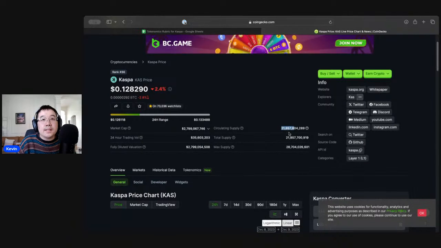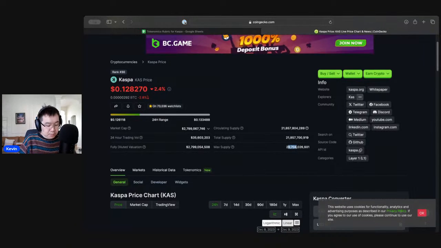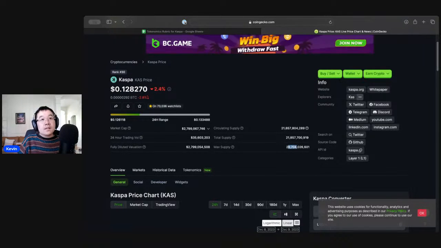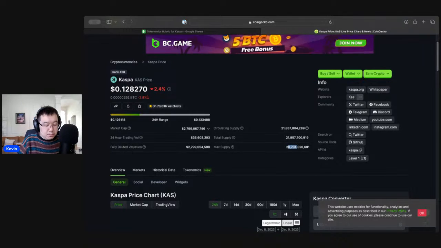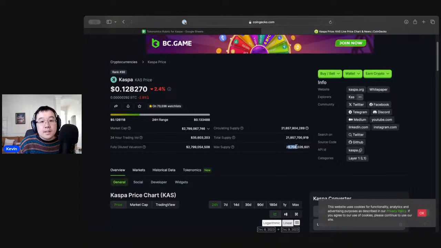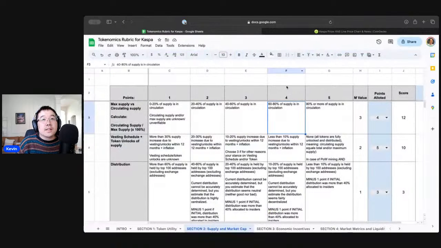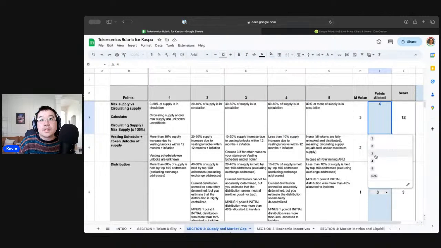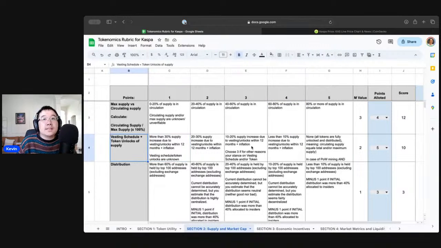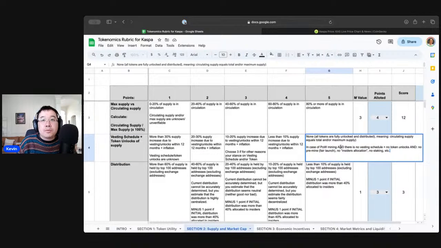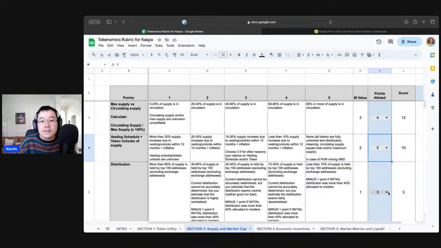Okay, circulating supply versus max supply. You see 21.8 billion. Okay, 21.8 divided by 28.7. It's around 76% in circulation. So that's right here, column 4. So this gets a 4. Now, vesting schedules. Well, in this case, a proof of work mining, there is no vesting schedule, no token unlocks, no pre-mine, no insider allocation. So yeah, this one is a 5.